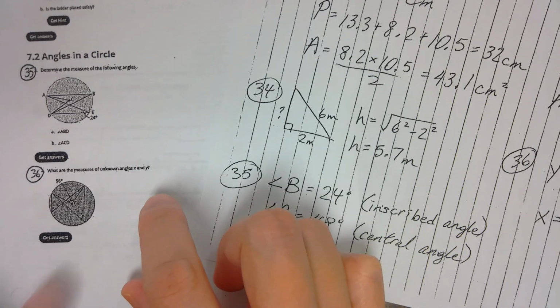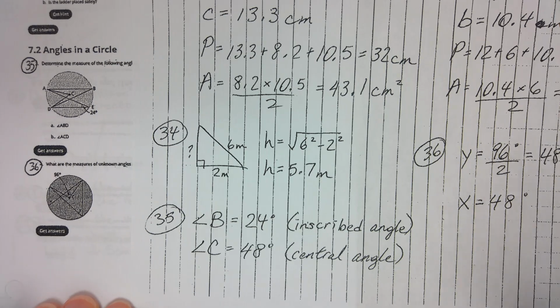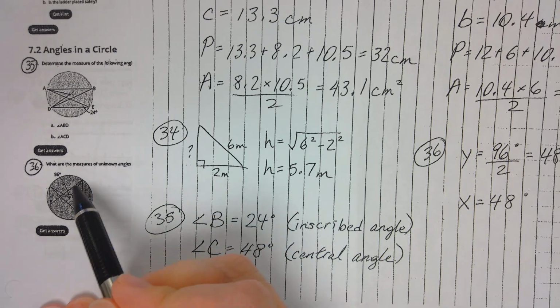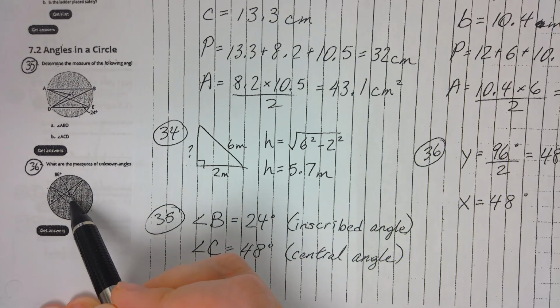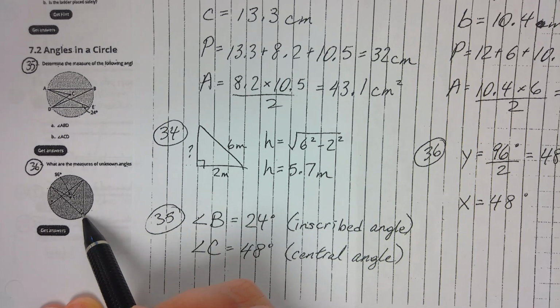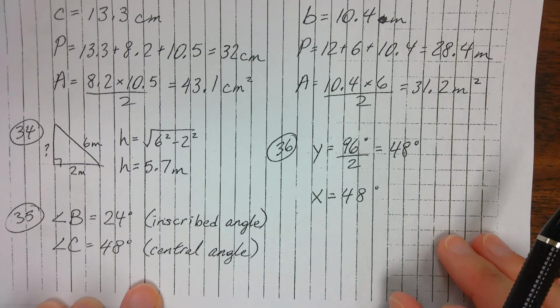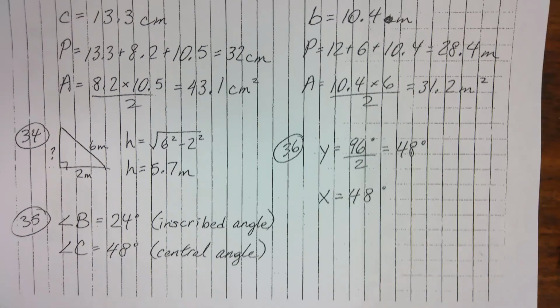Also don't forget with the circle, there's also circumference, arc, chord, secant. Those terms are in the package. Don't say I didn't warn you guys. Okay, 96, that's your central angle. And so X and Y are your inscribed angles, and so it's half of it, which is 48. Okay, so that was the whole review package.